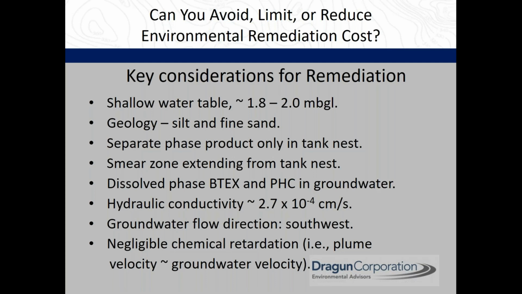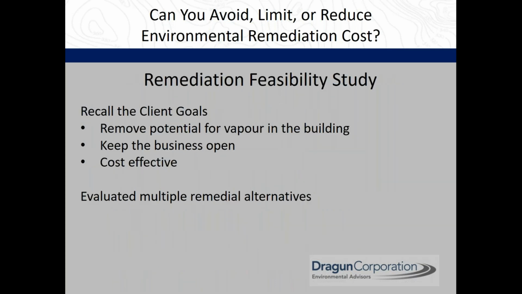So we had to go back and think about our client goals. And the key thing was dealing with the adverse impact to the employees on the property. We had to take that vapor intrusion problem out of the picture. We had to make sure that the business stayed open.